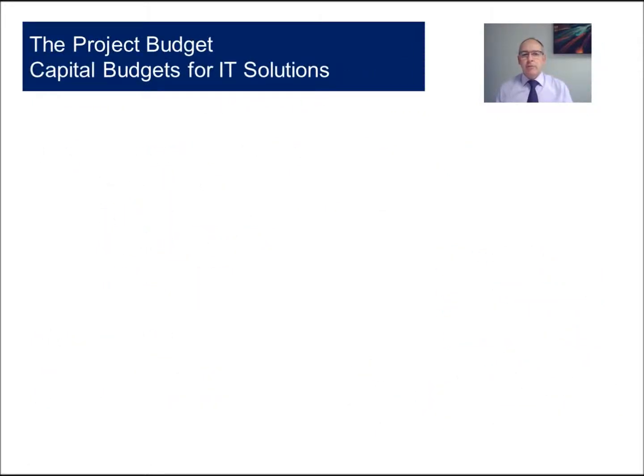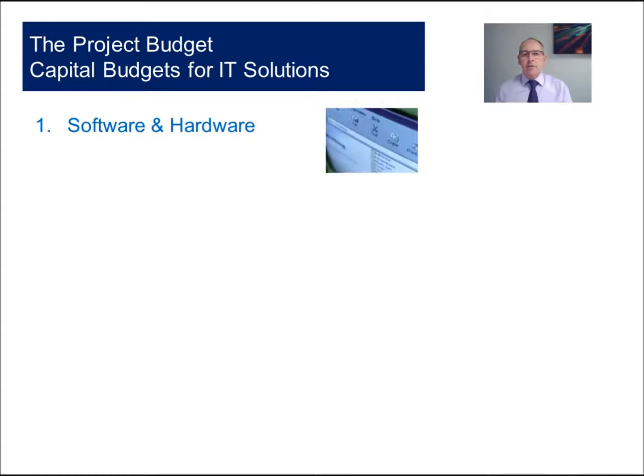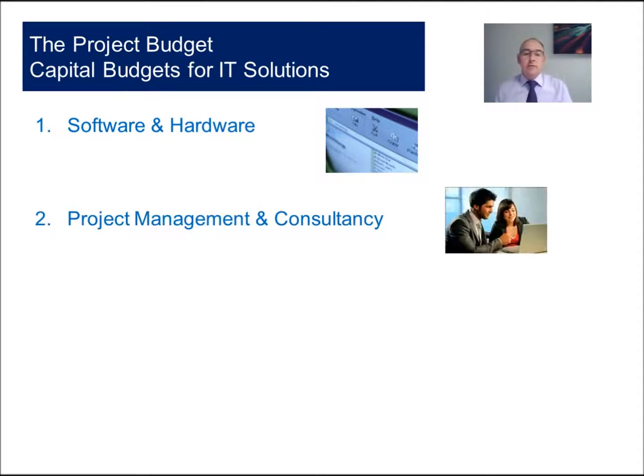Our project budget is broken down into 4 areas. The first relates to software and hardware. What's the application software, database software and infrastructure we need in place. The second is around the provision of services. Do we need to buy in project management and consultancy to assist with the delivery of the system?